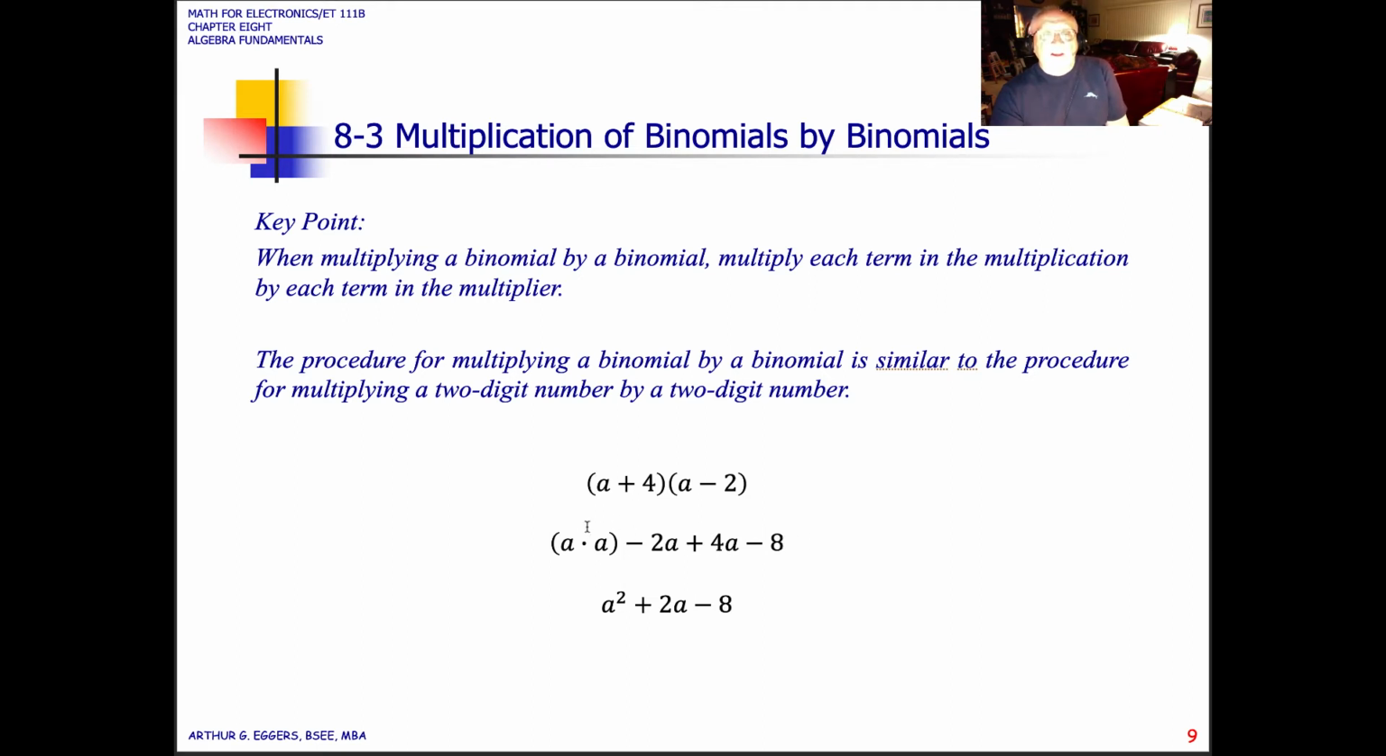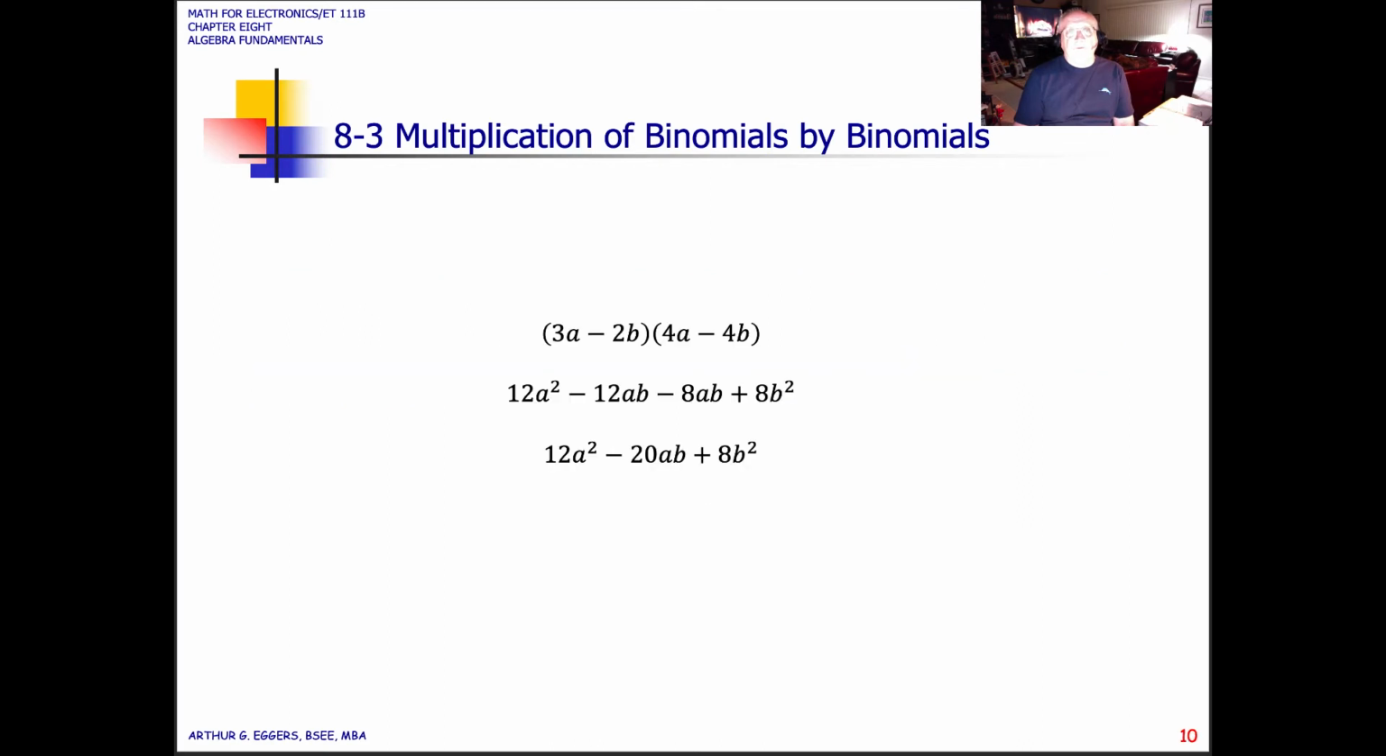Again, the last step is to combine the terms and simplify. So I have a squared plus 2a, because minus 2 plus 4 gives me a plus 2, and then minus 8. So we're just multiplying those through term by term. Okay, let's look at another example.